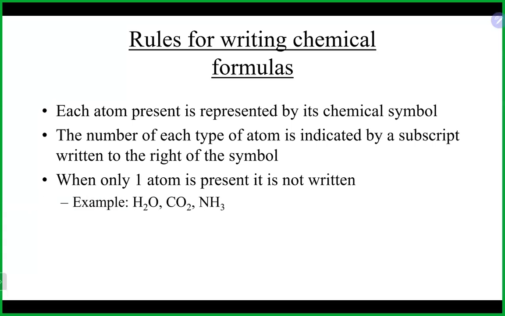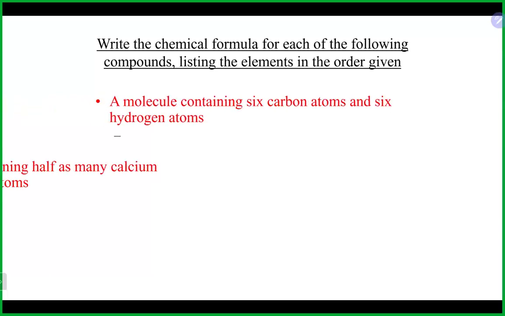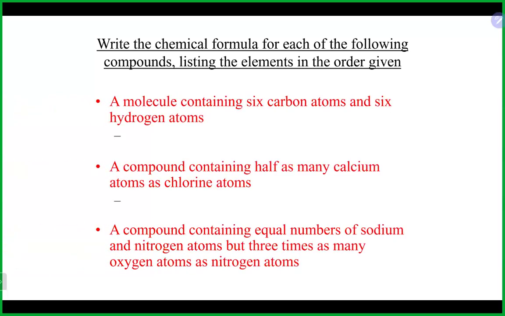So again, we use our symbols. As we'll talk about, symbols can be either one letter or two letter symbols, but we do use our symbols. So once again, as we just saw there, two hydrogens, one oxygen; nothing written, one carbon, two oxygen atoms; one nitrogen atom and three hydrogen atoms in this particular case, in the case of ammonia. So why don't you take a moment here and write the formulas that describe these descriptions.